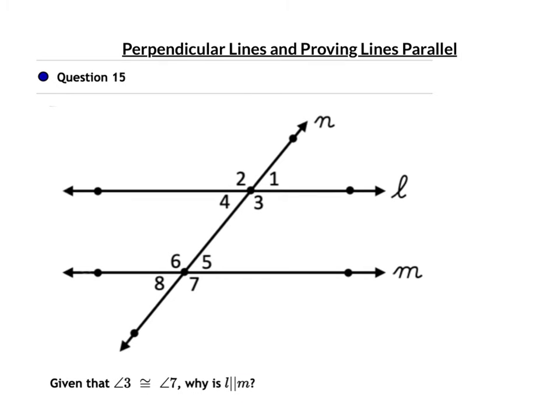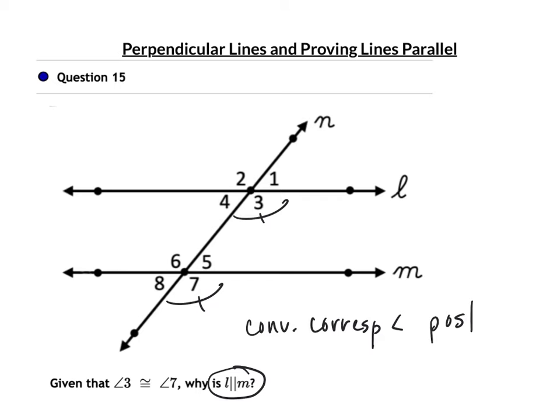Question 15. Given that angle 3 is congruent to angle 7, why is L parallel to M? The conclusion is that lines are parallel. That means you're using the converse. Look at angle 3 and angle 7. Those are corresponding angles. So this is the converse of the corresponding angle postulate. That's the only one that's a postulate. Remember, theorems are proved, postulates are assumed. And we try to assume the least amount of things we can. And it should be something that's supposed to be intuitively obvious.